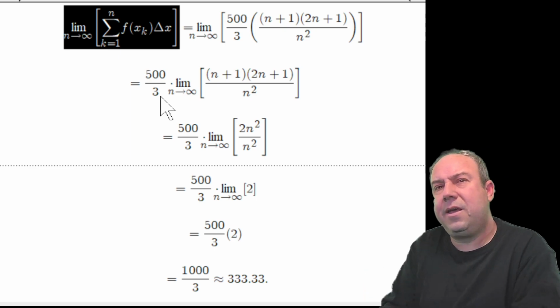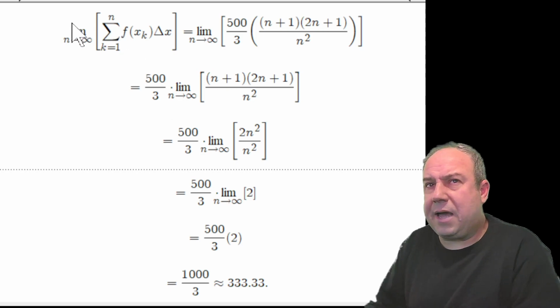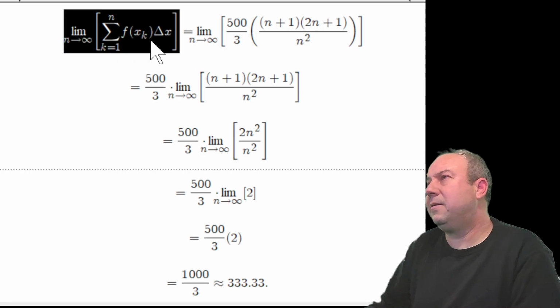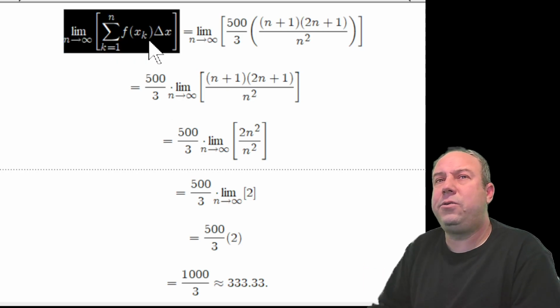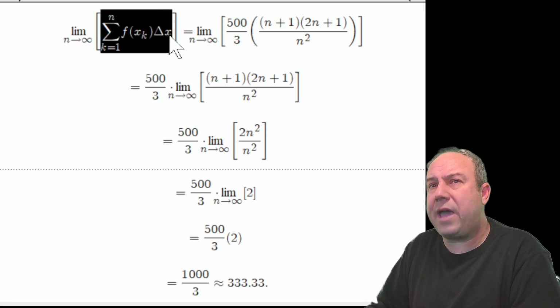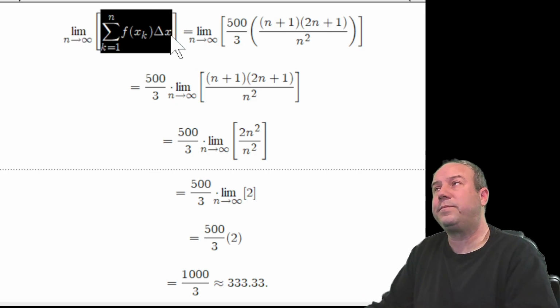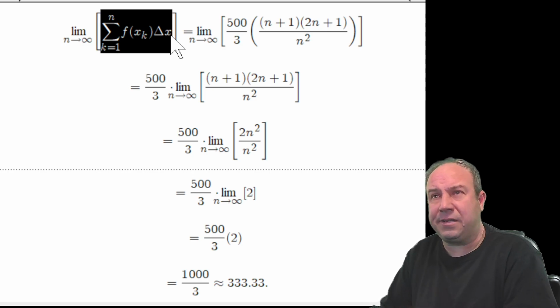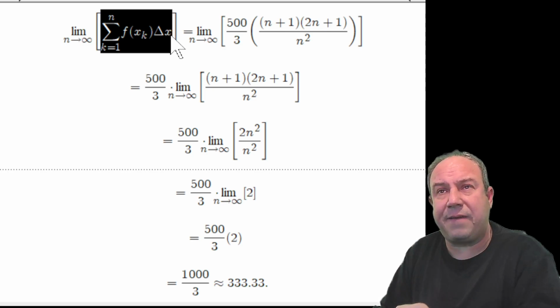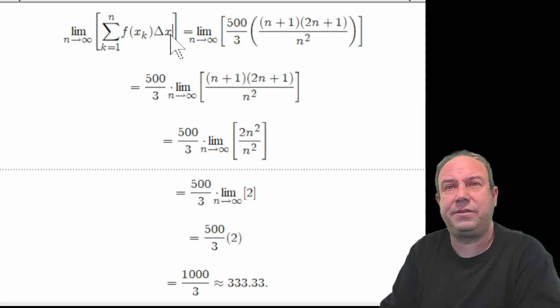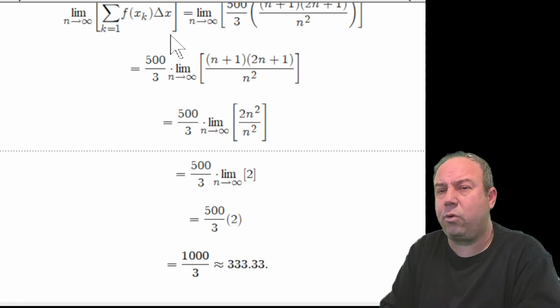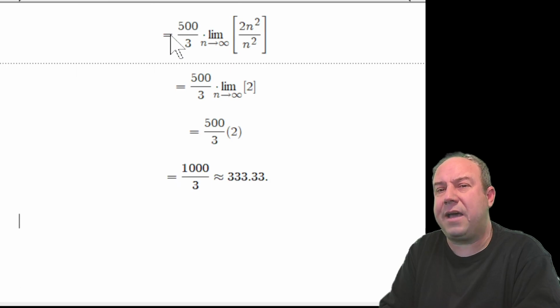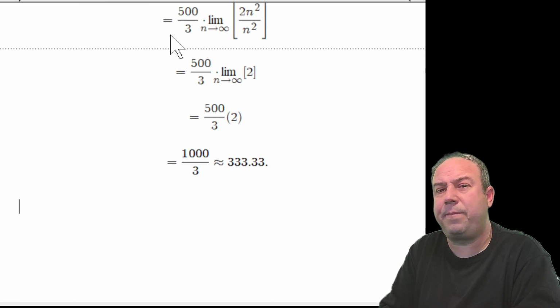Right? And when we apply a limit as n heads to infinity to a Riemann summation, what we actually form specifically is what's known as the definite integral calculation. What we had just performed here is what's known as a definite integral calculation.